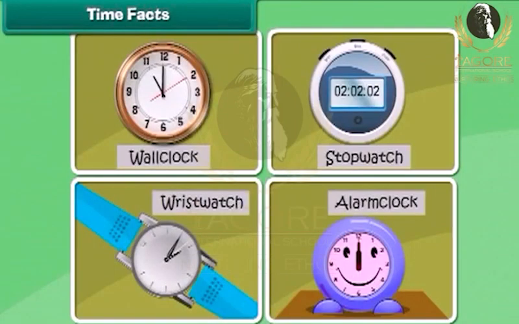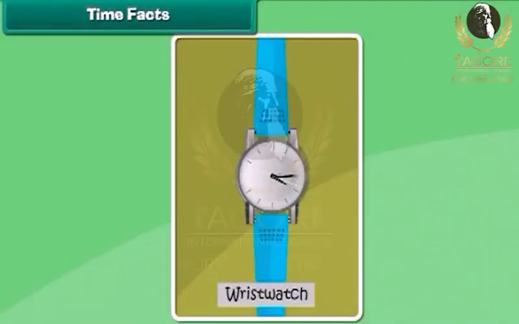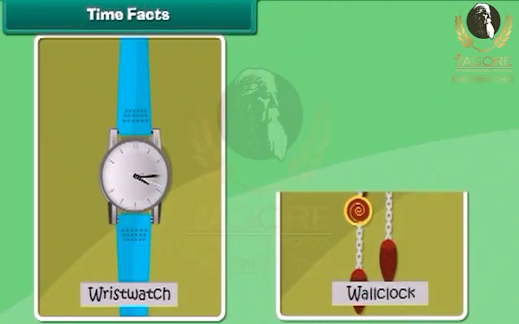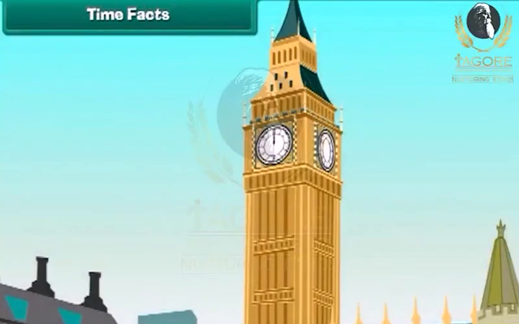You must have seen clocks of different shapes and sizes. There are clocks which you wear on your hand. They are called watches. There are clocks which you see mounted on a wall. Clocks which are mounted on buildings.